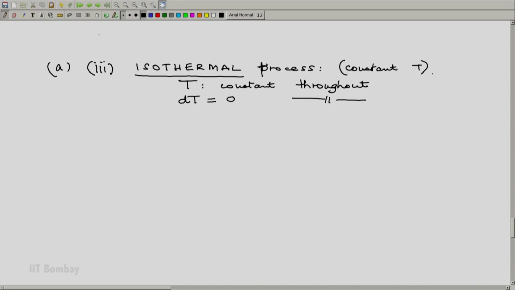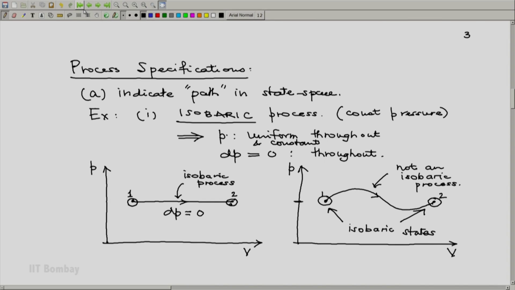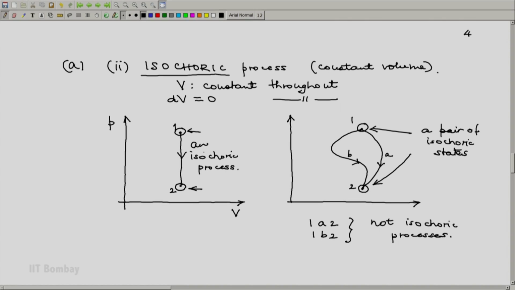Unlike the earlier processes, for example, without worrying about the type of system, we could have the isobaric process, a process which is such that the pressure is uniform, constant throughout, by a horizontal line on the PV diagram. Similarly, a constant volume process would be a vertical line on the PV diagram. We do not have to worry about the type of fluid, whether it is an ideal gas, a solid, liquid, some other complicated gas, does not matter.